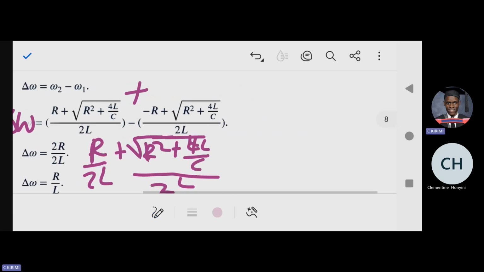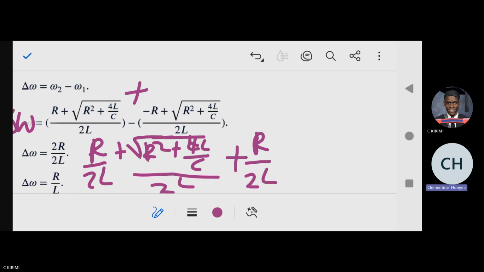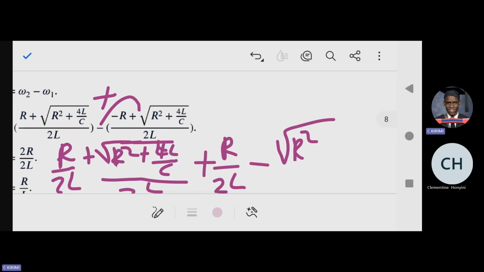Then you continue to the right. Then negative, it's a plus. So which means you continue. Plus R over 2L is R over 2L. Then this negative times this positive is going to be negative. So it will be minus what? Root of R squared, minus root of R squared plus, again, 4L over C, everything over 2L. They are sharing the same denominator.